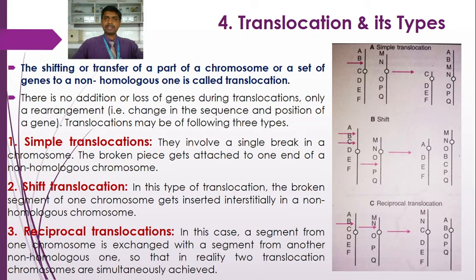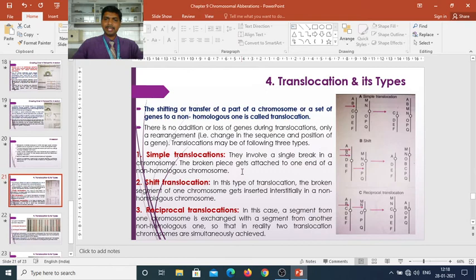Here we are dealing with the structural aberrations or structural changes: deletion, duplication, inversion and translocation. Inversion involves neither loss nor gain of genetic material, but simply rearrangement of gene sequences. Translocation also does not involve any addition or loss of genes, but only rearrangement of the genes. Okay, so this is all for today.